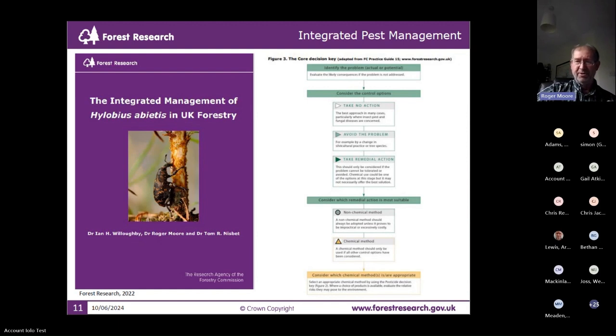And there's really two of those: either the chemical method, which this guide will tell you isn't the preferred option, although we're still predominantly using that, but they're also using non-chemical methods. And I'll say a little bit more about that in a minute. So it's really trying to suggest that you go for an integrated approach, understand what the problem is, and try to mitigate the issues.